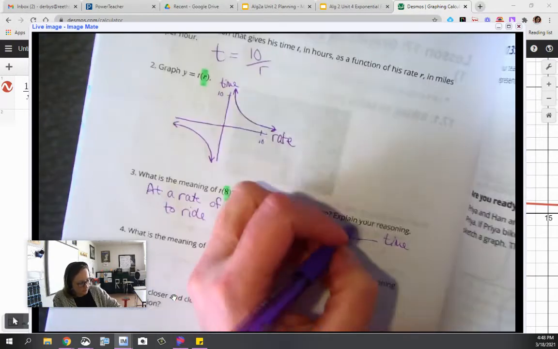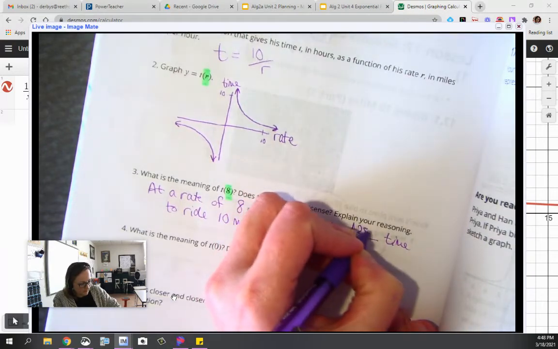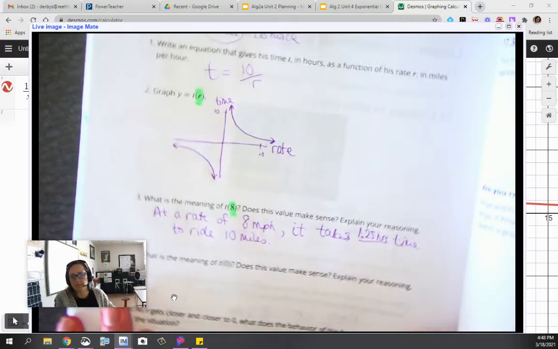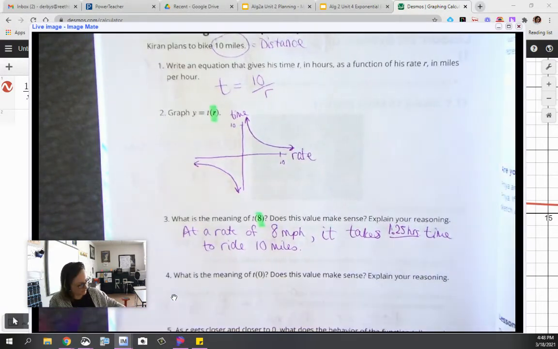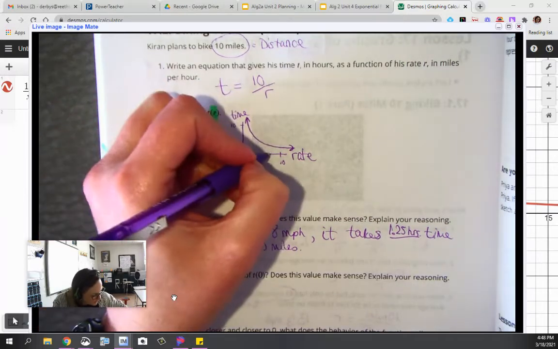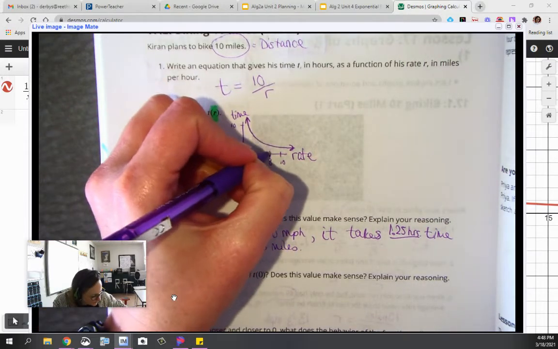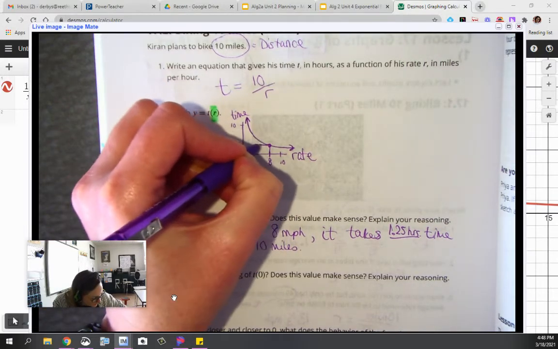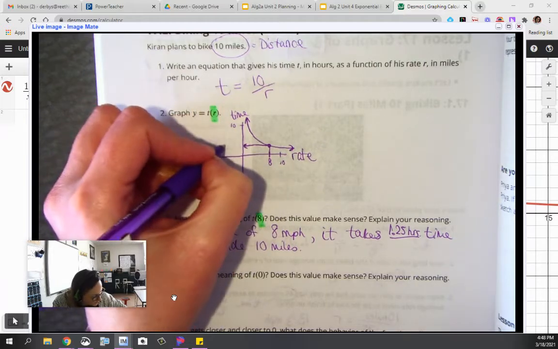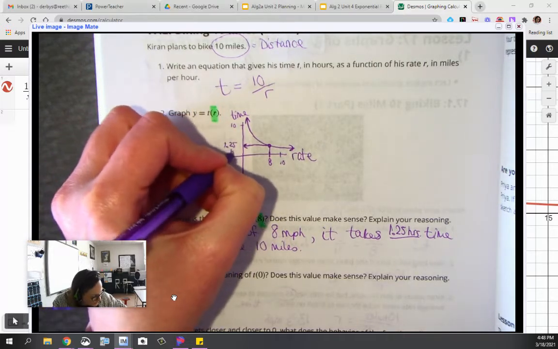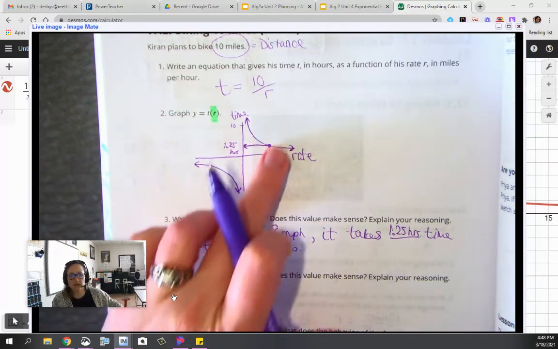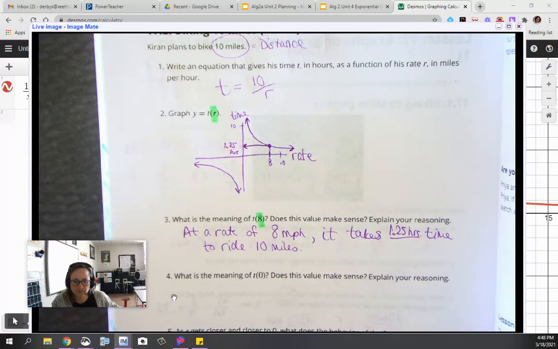So it takes 1.25 hours of time to ride 10 miles. So that tells us that the rate of 8 was here. We followed it up to the graph. We could follow it over and find out that it takes 1.25 hours. So it's nice to see that graph in action as we go.